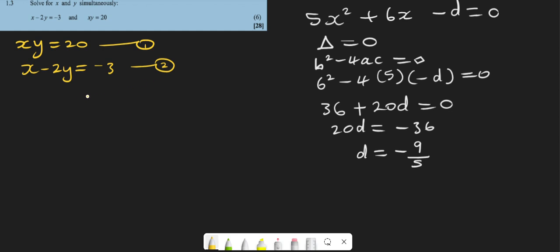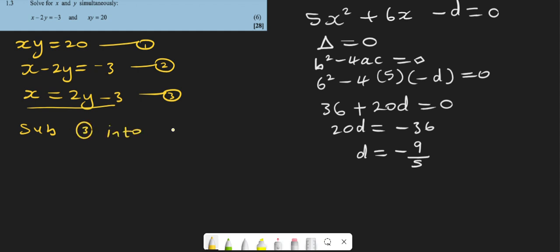So in order to make things simple for us, we need to make one of the variables the subject of the formula. So in this equation, we can make x equals to 2y minus 3, and I will call that my equation 3. So now we are going to substitute our equation 3 into our equation 1, which means wherever we see the value of x, we are going to put 2y minus 3.